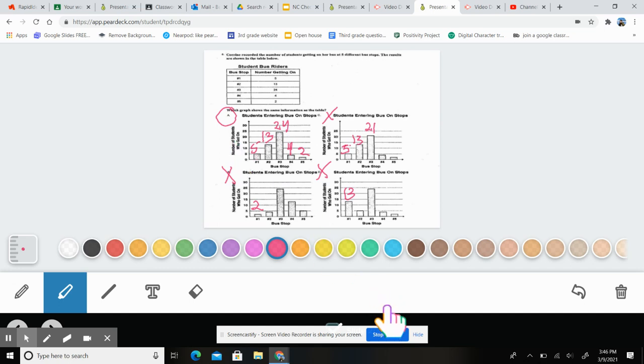I hope this was helpful to you. Make sure you put in a lot of effort with looking at your bar graphs before you decide on your answer.